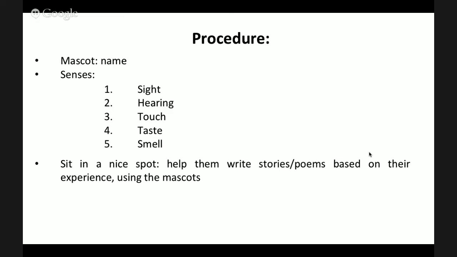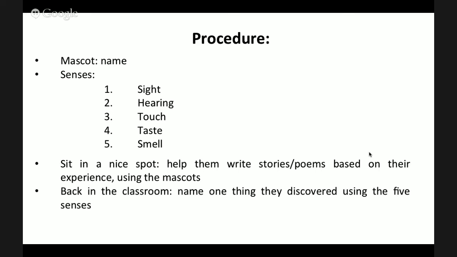After these 5 steps, I suggest you sit in a nice spot, on the grass or under a tree, and ask them to talk about what they have experienced before. Yes, you can ask them here in this moment. You can give them plenty of time to talk about each sense, and then you can help them write or create a story based on their experience using their mascots. Back in the classroom, it depends on the length of your class. You can have that done on the same day or on the following class.